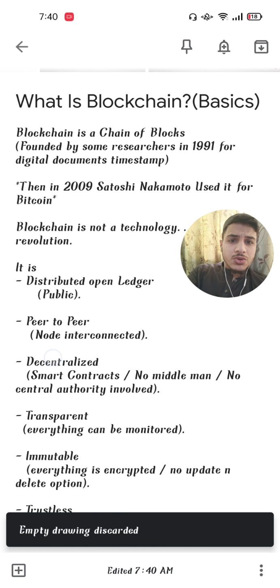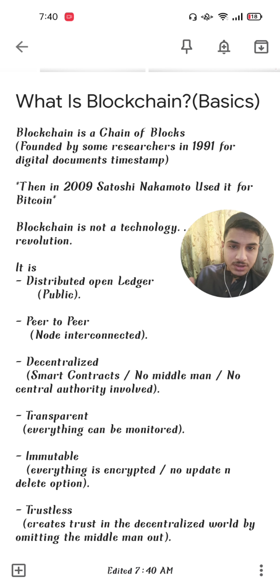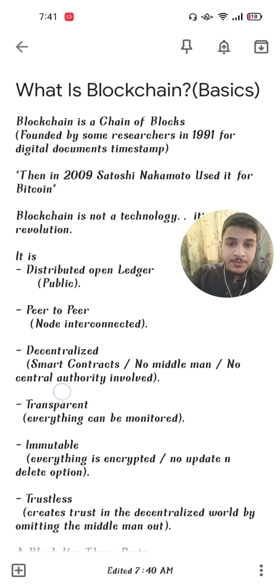So the blockchain was founded by some researchers in 1991, and it was for digital document timestamping. They wanted to timestamp digital documents, but they didn't get success in this, and later in 2009 Satoshi Nakamoto used this technology, blockchain technology, for Bitcoin transactions, right? Then we came to know the importance of blockchain technology.